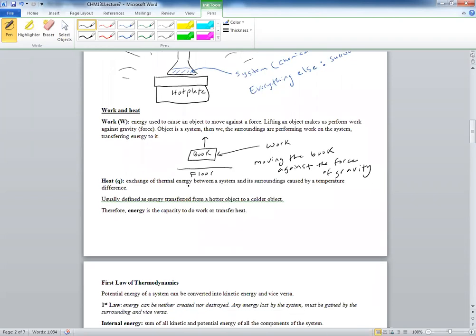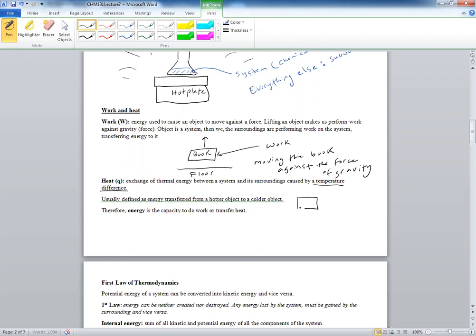Heat is the exchange of thermal energy, as you saw in the kinetic energy portion, between the system and the surroundings caused by a temperature difference. So usually also defined as an energy transferred from a hotter object to a colder object. So very simple. There has to be a temperature difference. If two objects have the same temperature, then they cannot exchange energy because one has an equal amount of energy to the other. So they have to be at a different temperature.